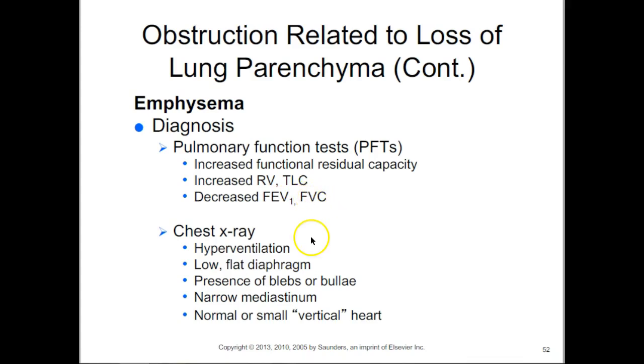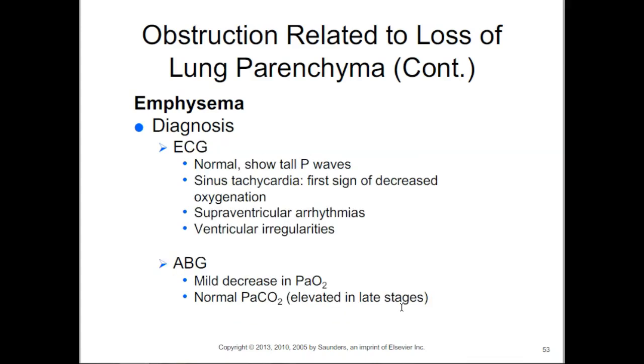You will also see hyperinflation, low flat diaphragm. You might see some blebs or bullae throughout, like bubbles, a narrowed mediastinum, and then a narrowed vertical heart. Remember, in chronic bronchitis, you saw right ventricular hypertrophy. So there you're going to see an enlarged heart with an enlarged mediastinum.